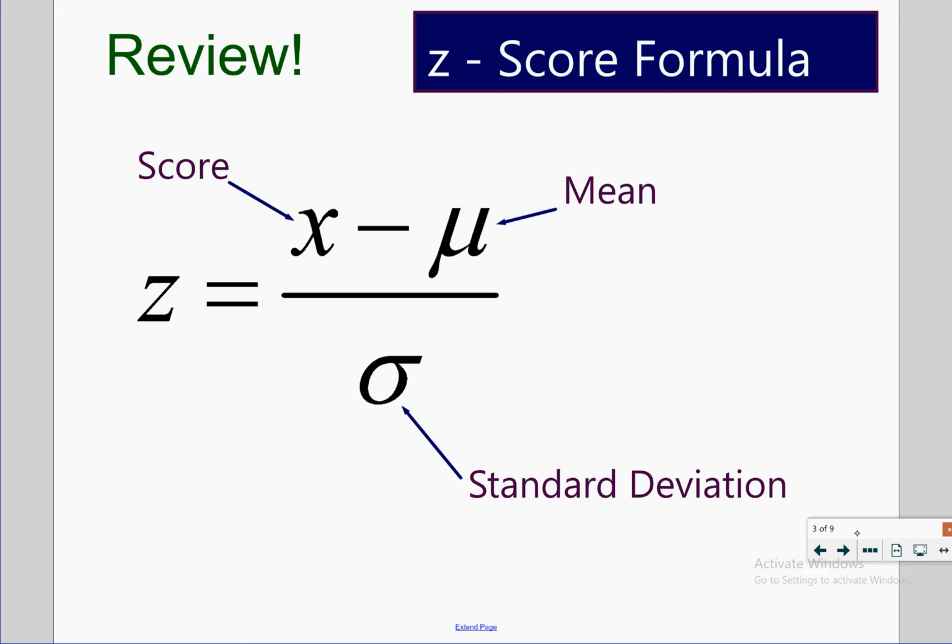Remember, this is what the formula looks like if it's written with population symbols. It could also be written with an x bar for mean and an s for sample. But for right now, we're going to be sticking with these. Okay.